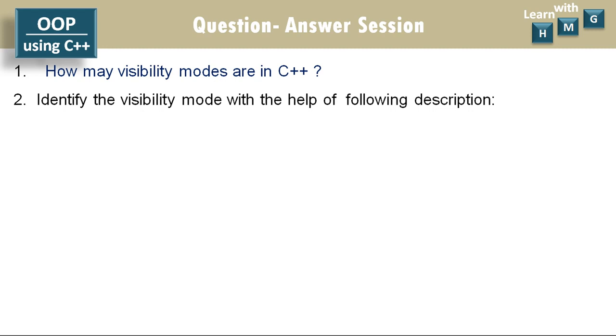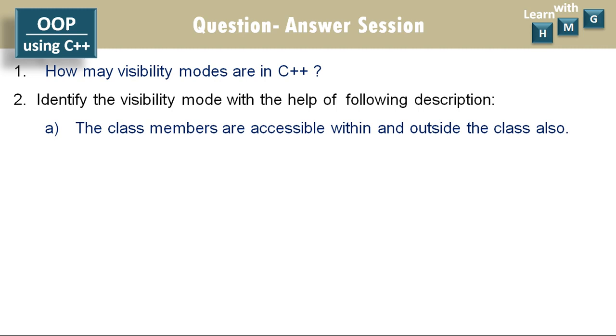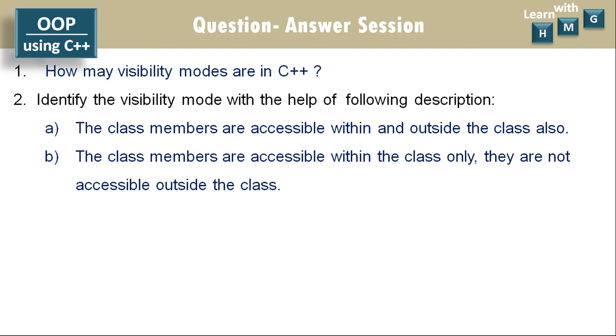The first is the class members are accessible within and outside the class also. The class members are accessible within the class, within its own class, and outside the class also. So which visibility mode is supporting this? Second, the class members are accessible within the class only, they are not accessible outside the class. So what are the members in that mode? You are declaring they are accessible within its own class only and they are not accessible outside the class.